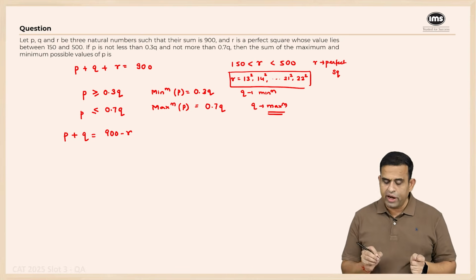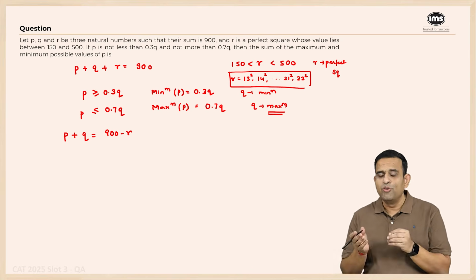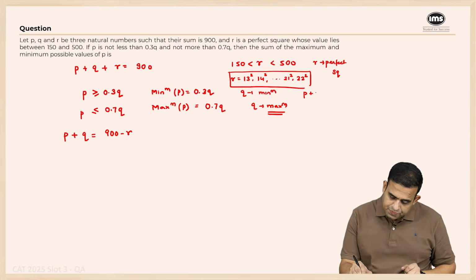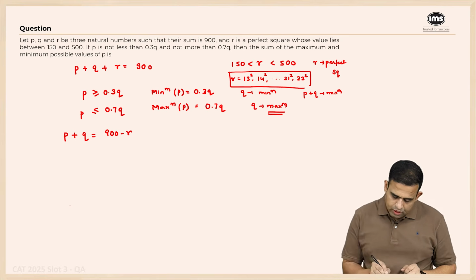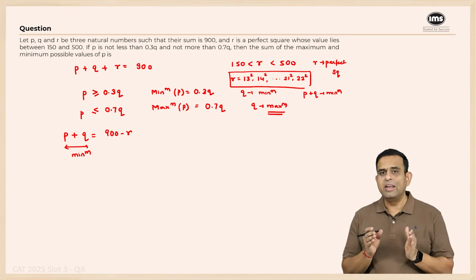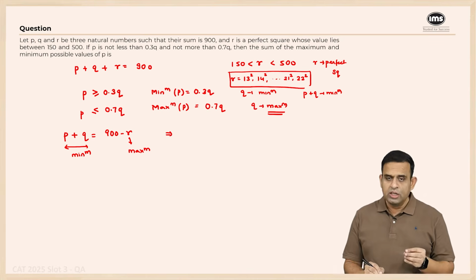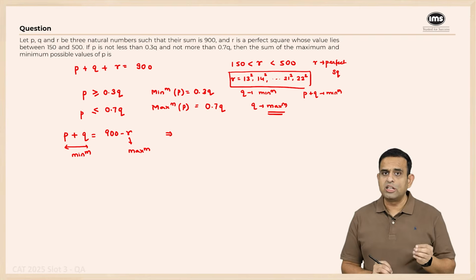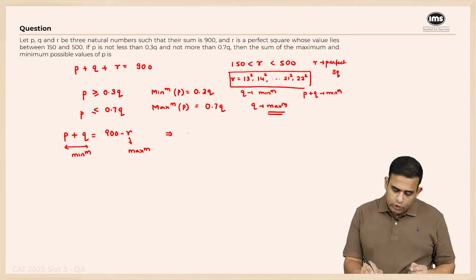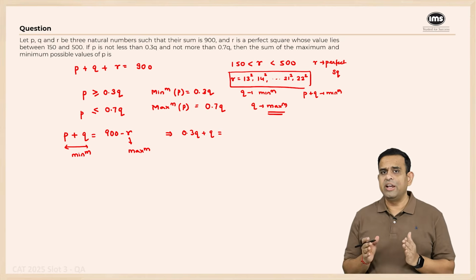And as I told you, if I look at the first scenario to find the minimum value of p, I have to find the minimum value of q, for which p plus q will become minimum. So if you want p plus q to become minimum, in that particular case, the term 900 minus r has to be minimum, which means r has to be maximum. So let's explore this particular scenario. As I told you, to find the least value of p, which is equal to 0.3 times q, you will get 0.3q plus q, and that must be equal to 900 minus the max value of r.